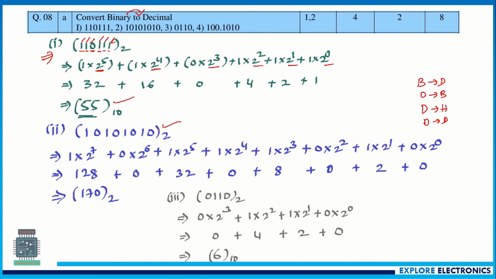Similarly for this, follow the same thing. 0, 1, 2, 3, 4, 5, 6, 7. So this is 1 into 2 power 7 plus 0 into 2 power 6. Similarly adding all, finally 0 into 2 power 0, like that. This gives 170. And this is a very simple one, it gives 6.